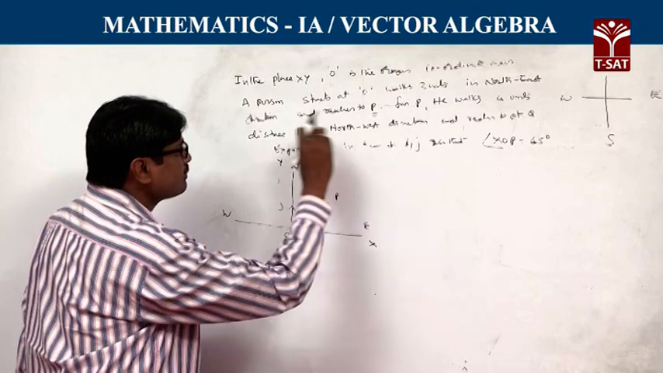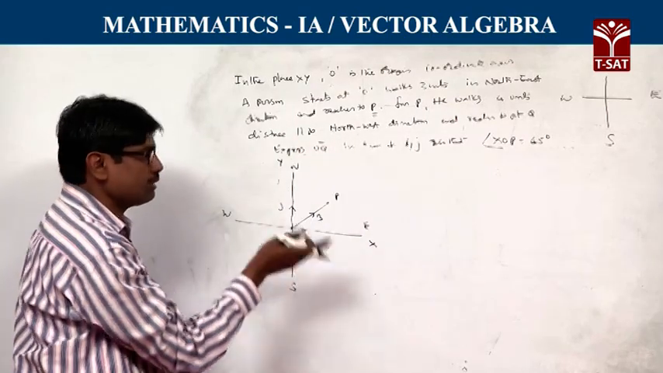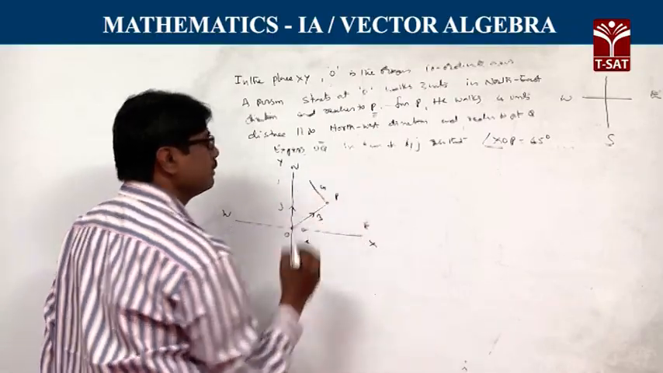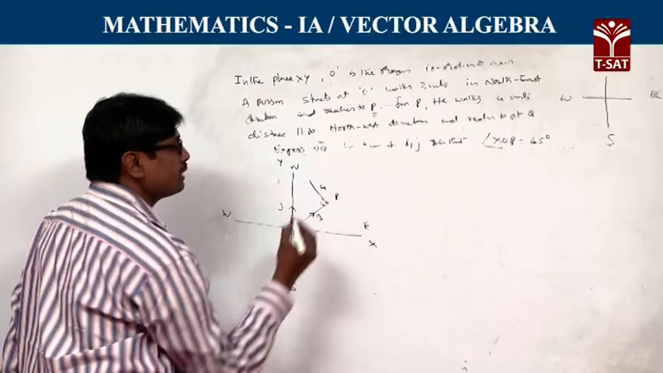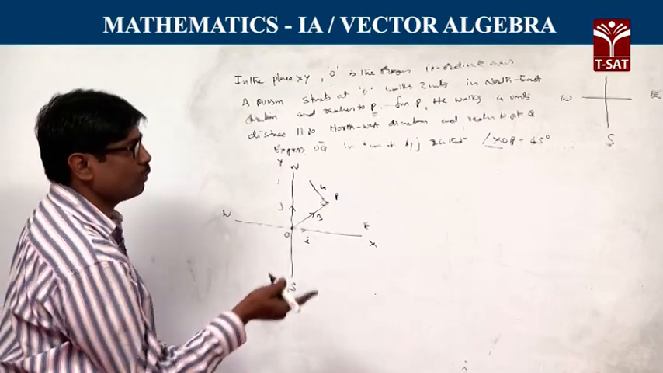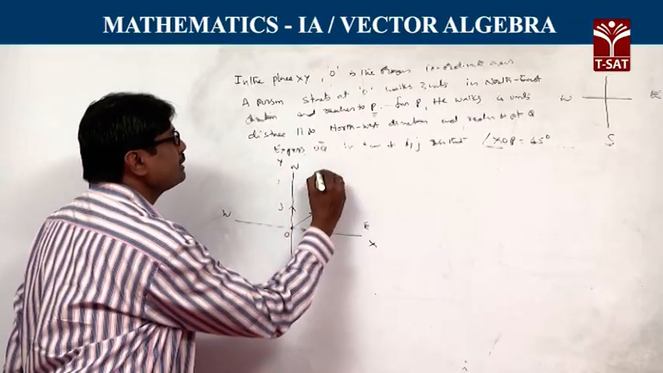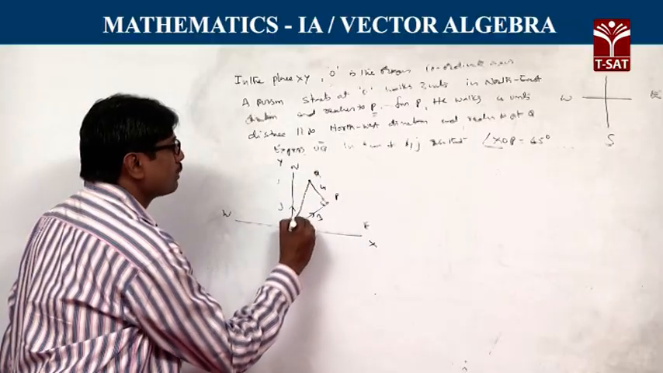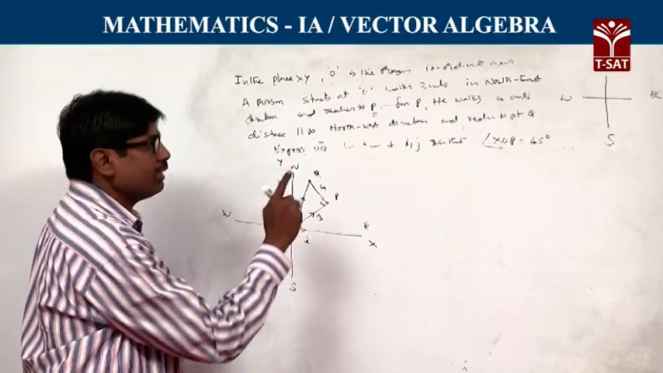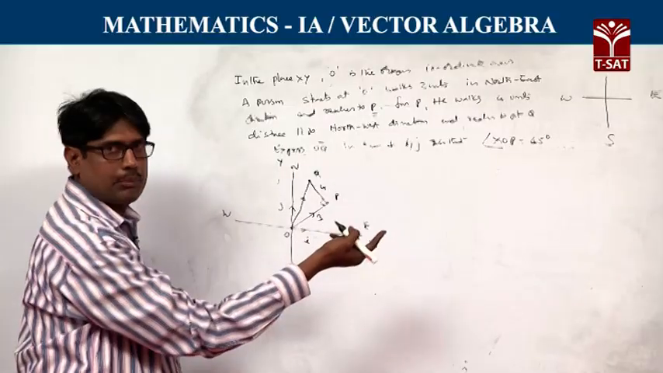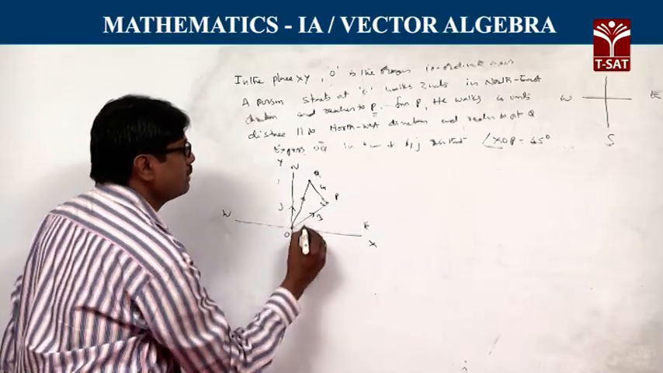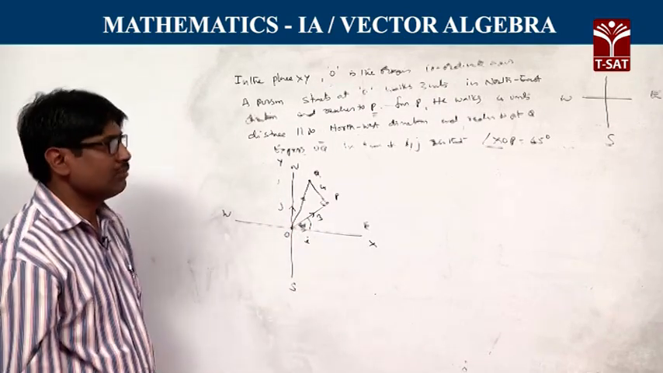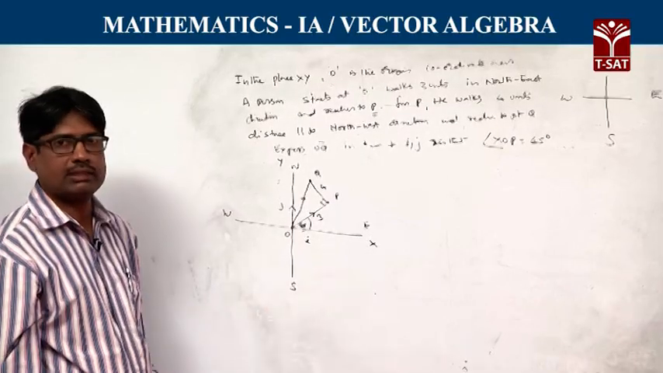From P, he walks 4 units parallel to the northwest direction. As it is northwest, this will be perpendicular, 90 degrees. He moves 4 units in the northwest direction and reaches point Q. Then express the vector OQ bar in terms of the coordinate axis unit vectors i bar and j bar, given that angle XOP is equal to 45 degrees.